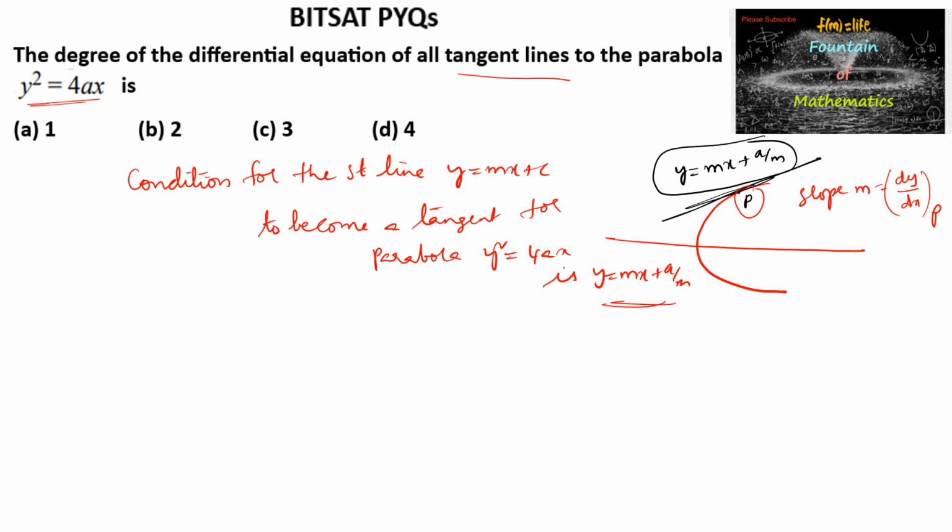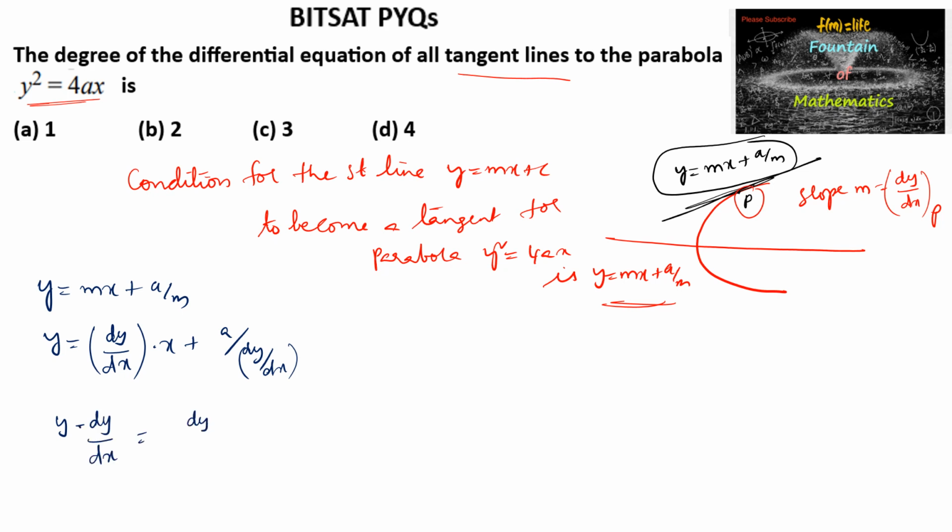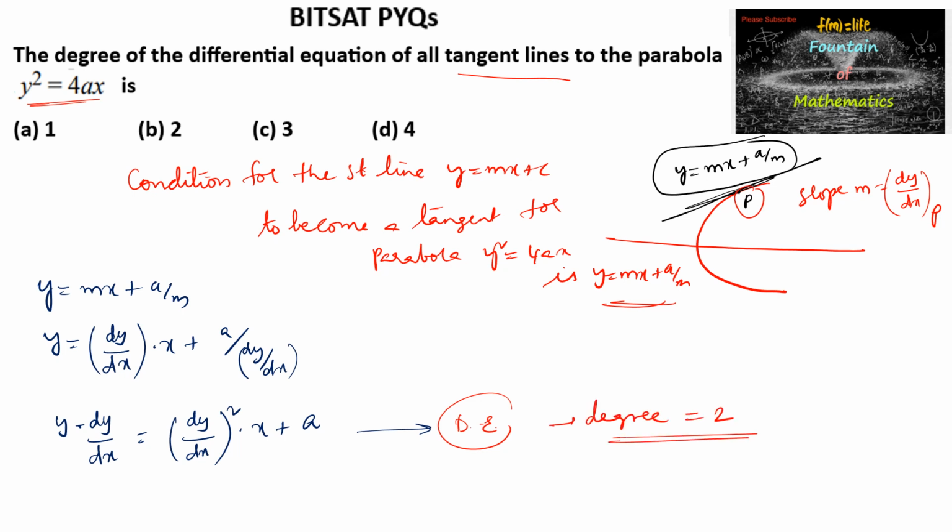and hence we can write y is equal to dy by dx at a point into x plus a upon dy by dx, or we can write y into dy by dx is equal to dy by dx whole square into x plus a. So here it is a differential equation and the order is only 1, dy by dx, and the power of the order is 2. So we can say the degree of the differential equation is 2 with the order 1. So we can go with an answer degree of differential equation is 2, option B.